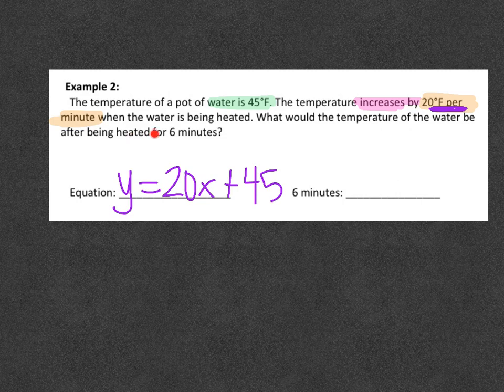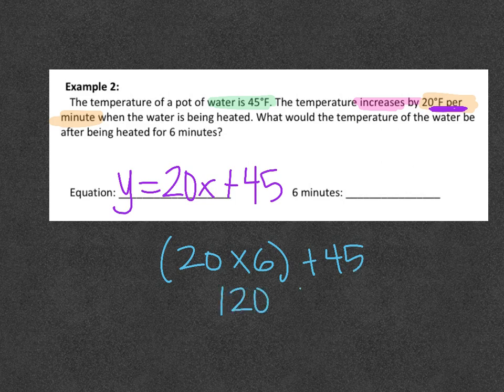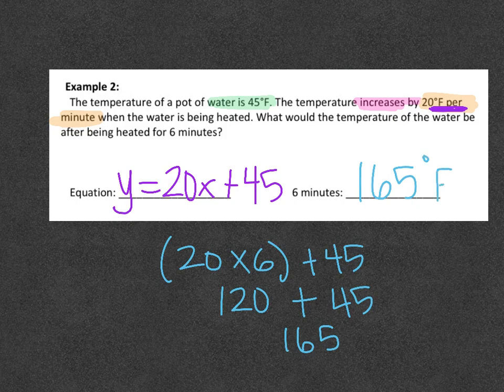The last step is it wants to know what the temperature would be after 6 minutes of heating. So now what I need to do is just take the increase of 20 and times it with the number of minutes, 6, and then add 45. So it would look like this: 20 times 6 plus 45. 20 times 6 is 120, and that plus 45 more is 165. So after 6 minutes of heating, the water would be 165 degrees Fahrenheit.